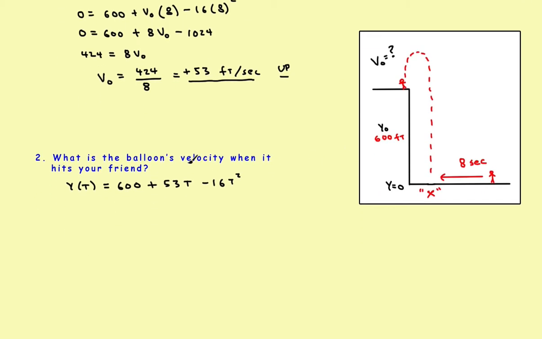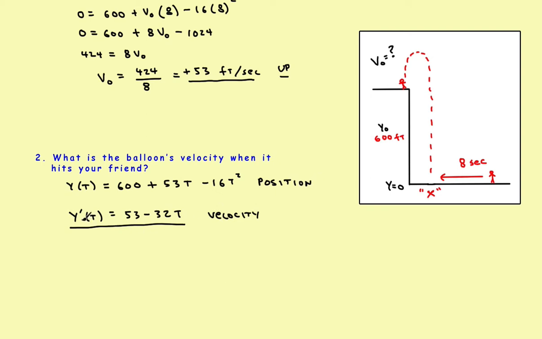Now again, we want the velocity. Velocity is the derivative of position. So the first thing we'll do is find the velocity equation. This is the position equation. We want the velocity equation, and that's going to be y prime. Just find the derivative of this. Now this is a constant, so it goes to 0, and this will become 53 minus 32t. So this is the velocity equation, and that was position right here.